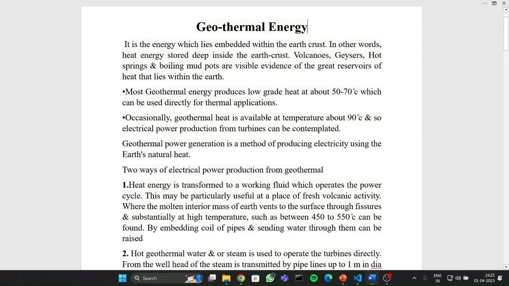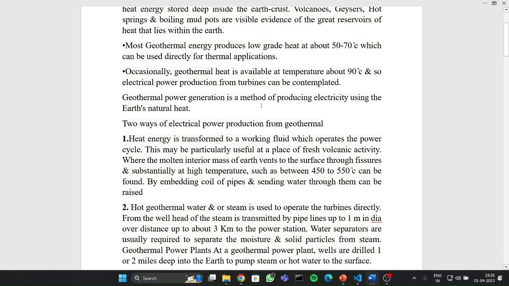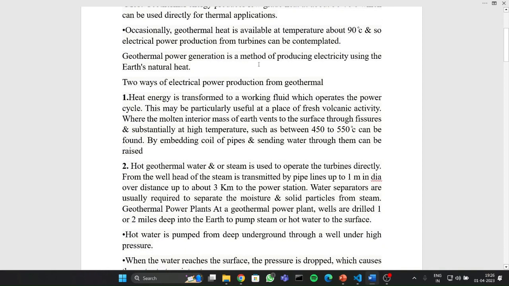So this geothermal energy produces a low grade heat that is about 50 to 70 degrees Celsius, which can be used either for thermal applications, and occasionally it is also available in temperatures of around 90 degrees Celsius, which can be useful in production of electricity and also in other activities which involve turbines and can be contemplated.